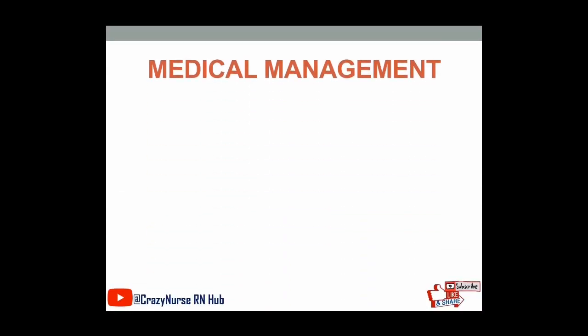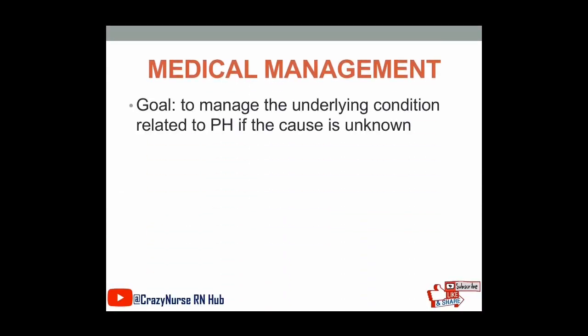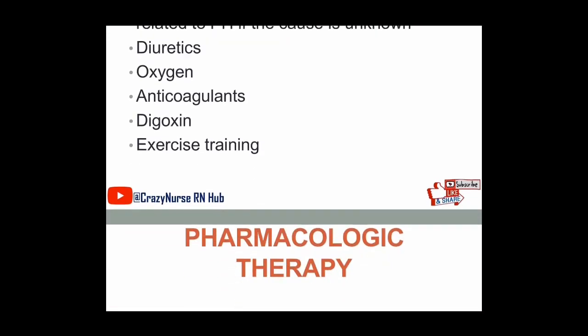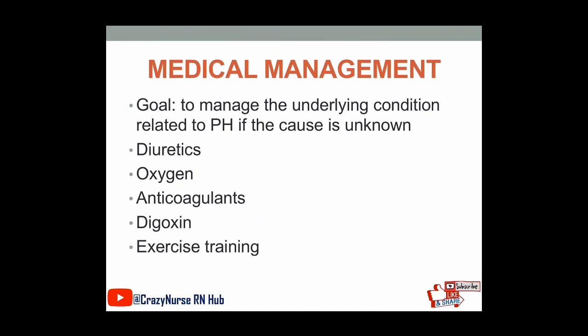For the medical management, the goal here is to manage the underlying condition related to pulmonary hypertension if the cause is known. So we administer diuretics. Also, we give oxygen supplementation, anticoagulants, digoxin, and exercise training. So these are the possible medical management under pulmonary hypertension.